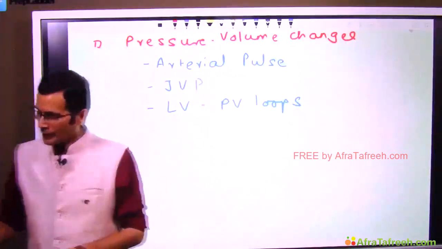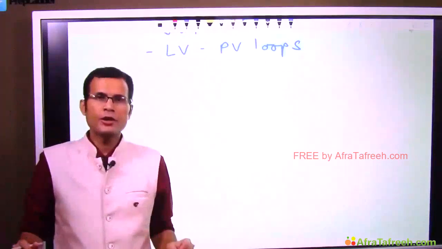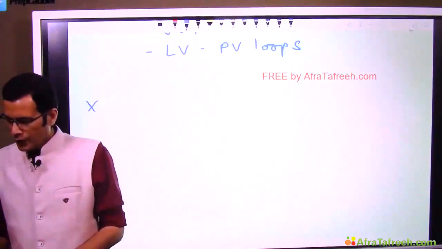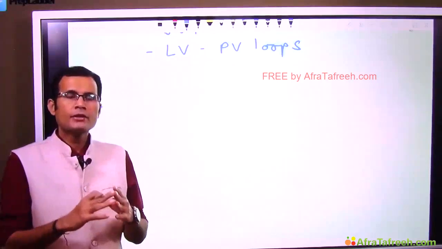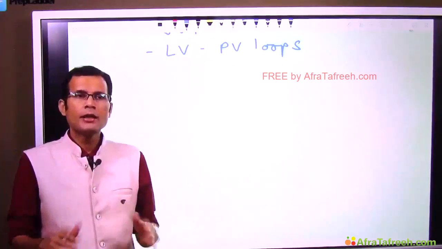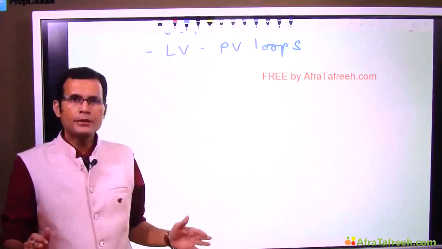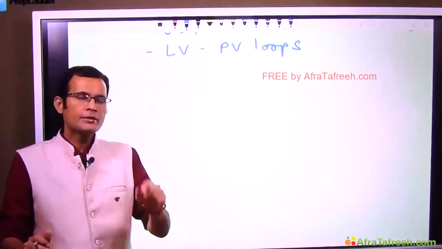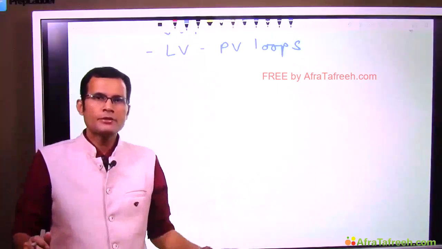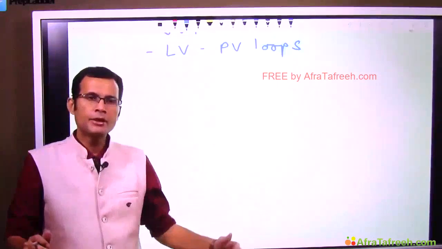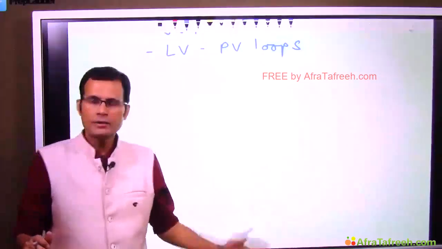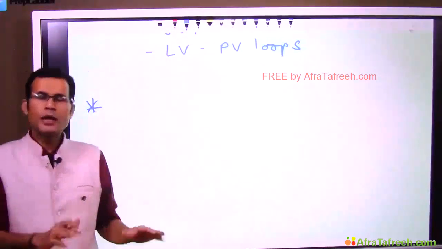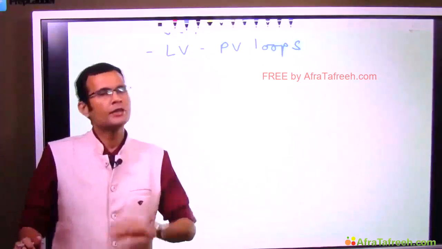Okay, first, the introduction. Cardiac cycle means the changes that sweep over the heart in one single heartbeat and are repeated cyclically in the subsequent beats. Beat after beat after beat, the same changes will occur in the same sequential manner. That is the cardiac cycle. So one cardiac cycle means one heartbeat and the changes that occur.